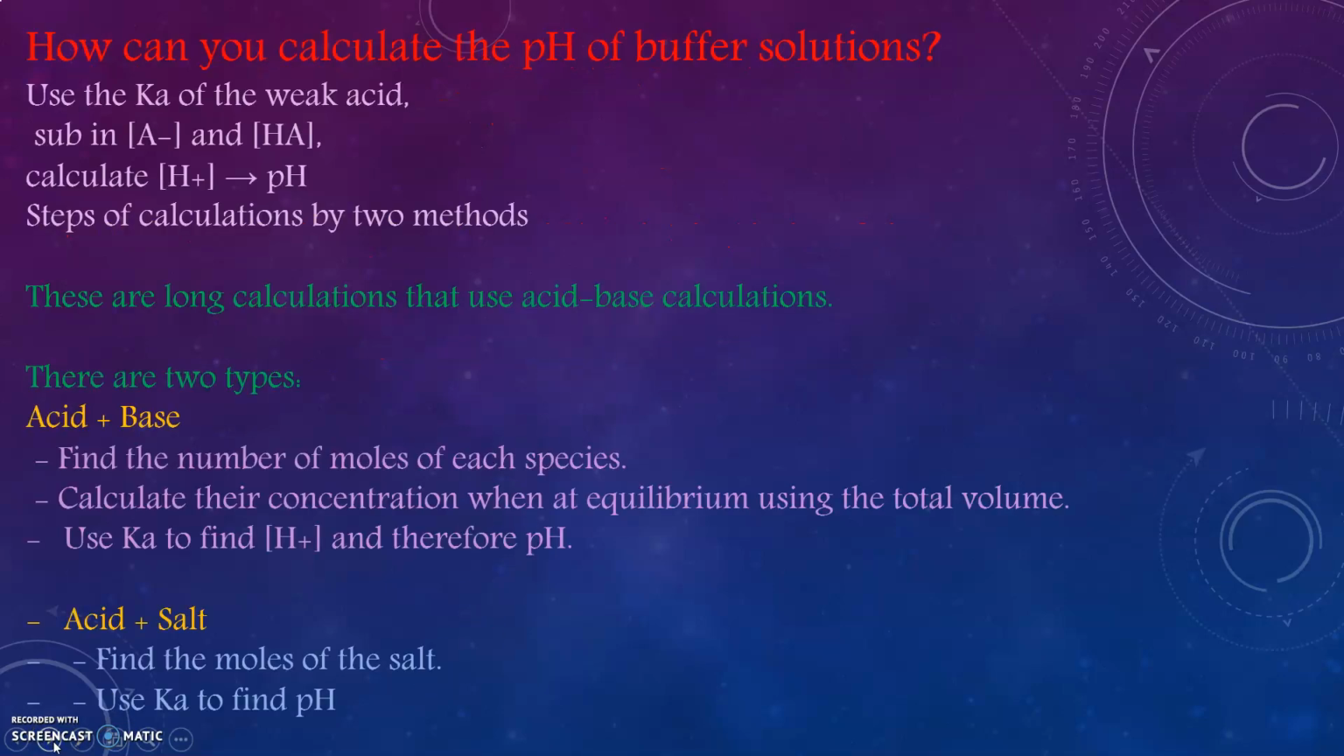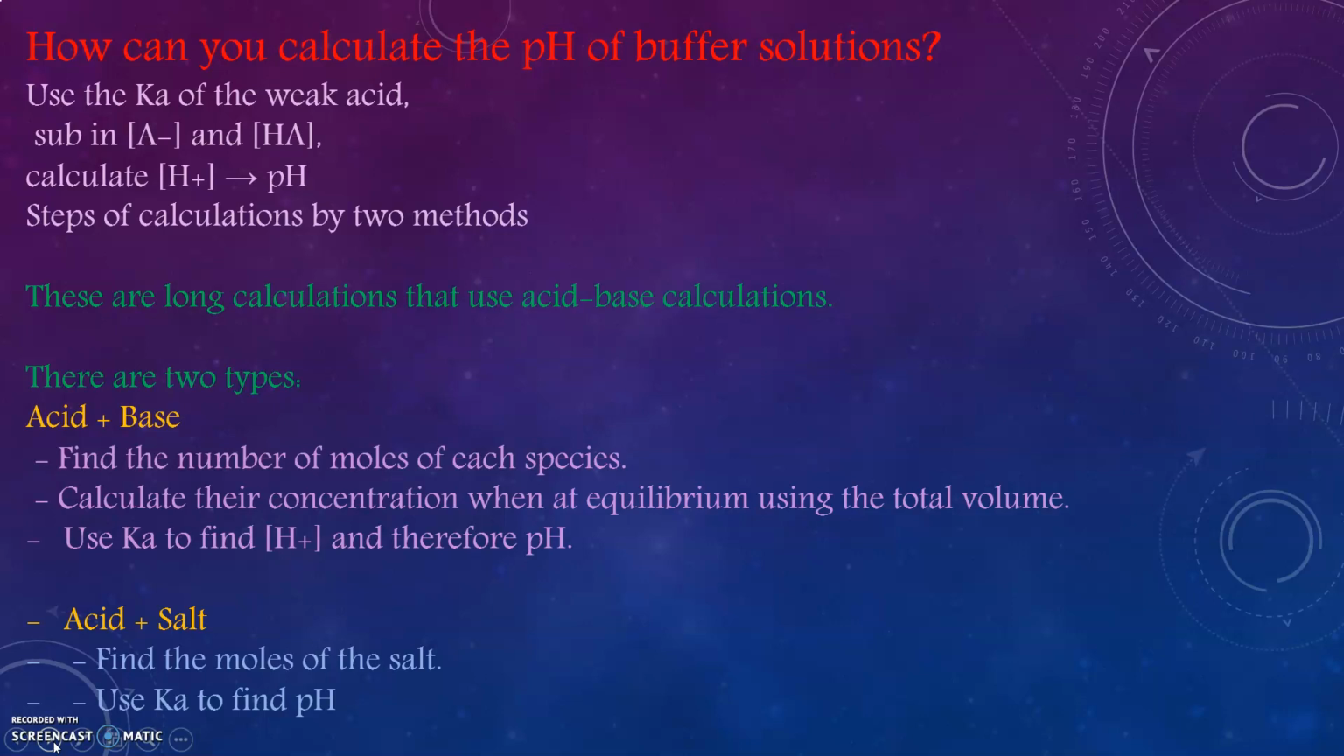Now, how can you calculate the pH of a buffer solution? Remember how we can calculate the pH of different solutions? We've learned how to calculate the concentration of hydrogen, the concentration of the hydroxyl group, and the pKa, and we have learned the relation between the concentration of hydrogen and pH, and also the relation between the pKa and the concentration of hydrogen. Use the Ka to calculate the pH of the buffer solution.